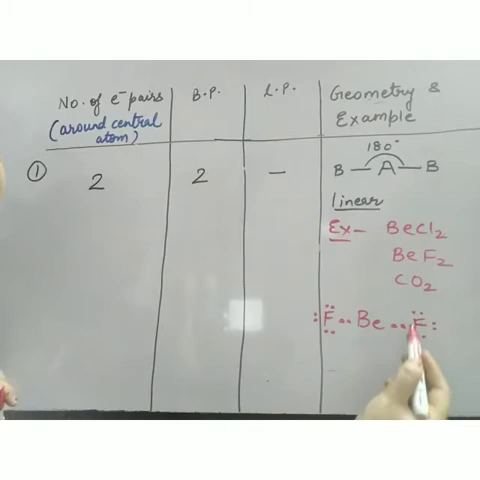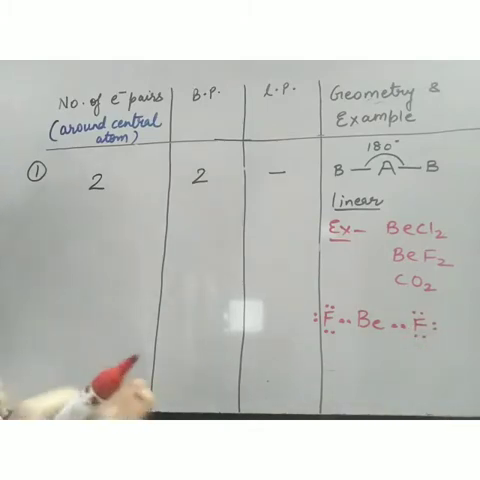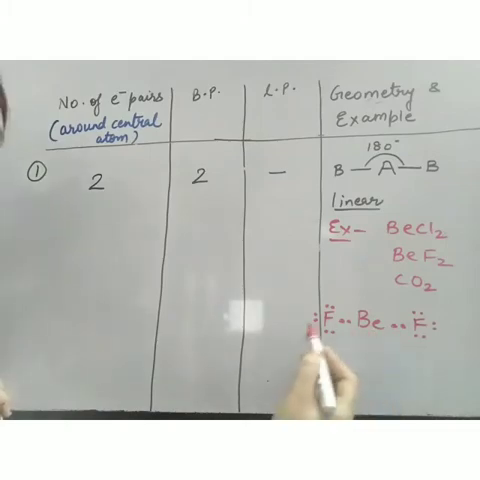So how many electrons will remain? That is 6. So you can see that there are no lone pairs on the central atom. The surrounding atoms have lone pairs, but this theory does not take into account the surrounding atoms. This theory takes only the central atom as the main. So this is the first case, that the total number of electron pairs are 2 and 2 are bond pairs.